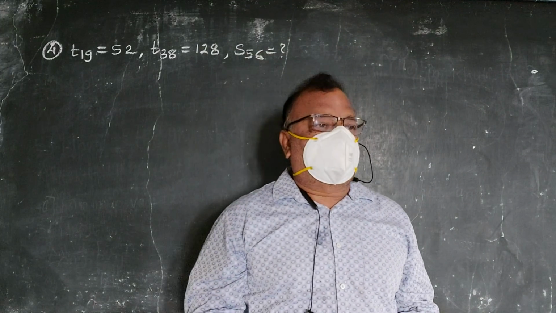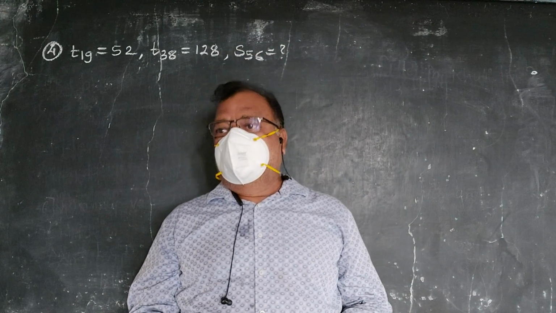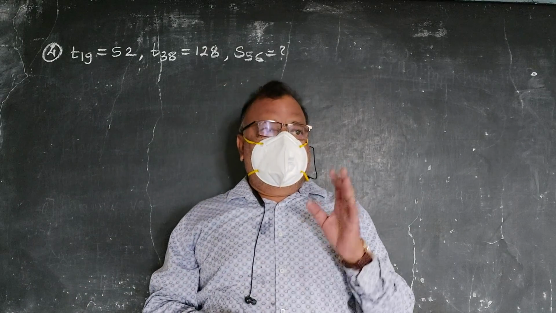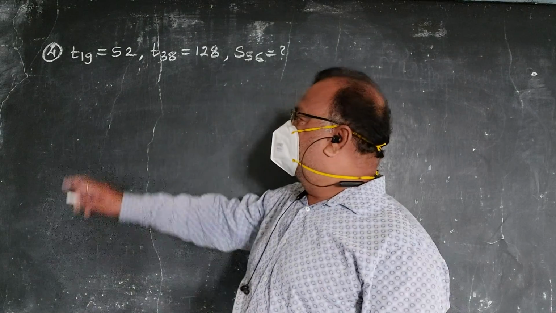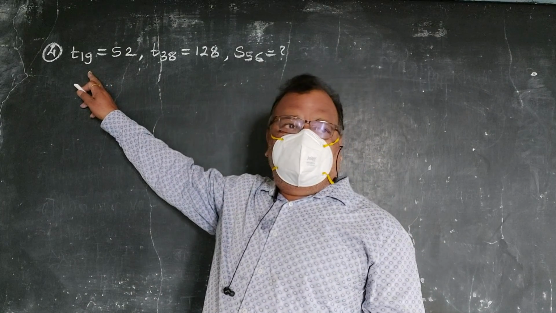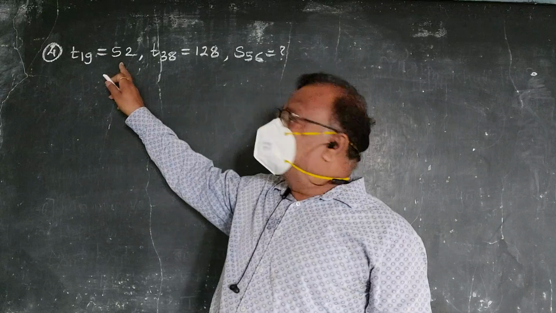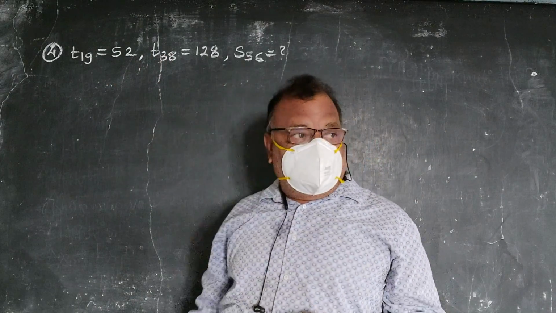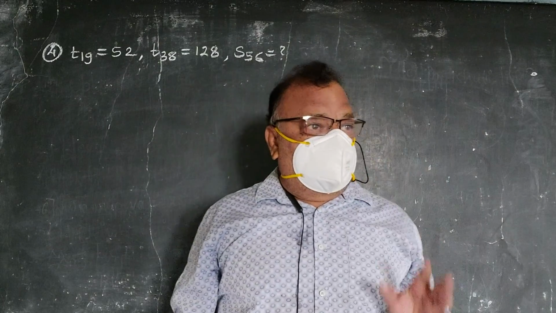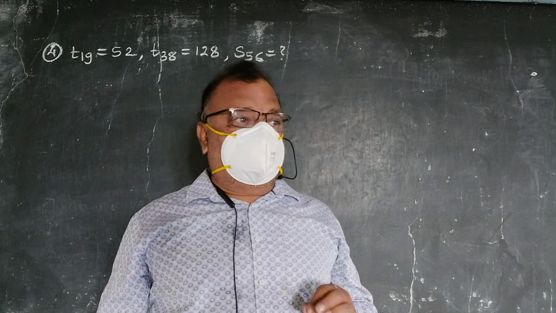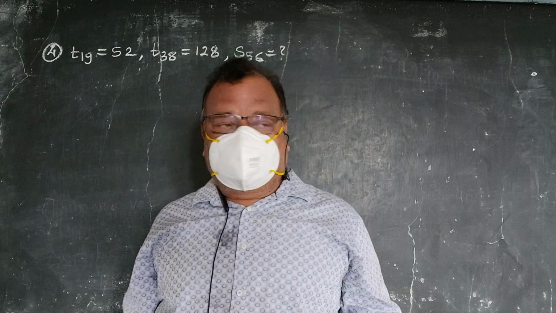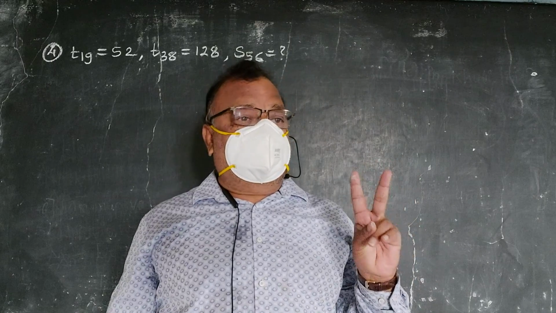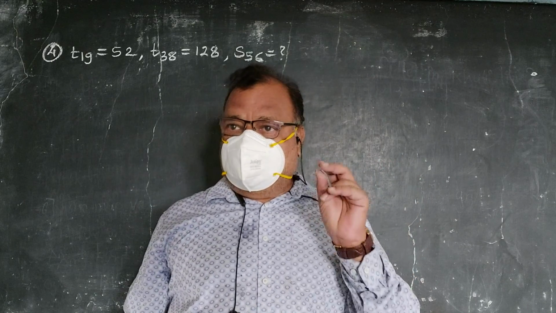Now from exercise 3.3, we are going to study question number 4. In this particular question, the 19th term is given, which is 52, and the 38th term is given, which is 128. They are asking you to find the sum of 56 terms. Here, the question is a combination of two different formulas. So we will check that.